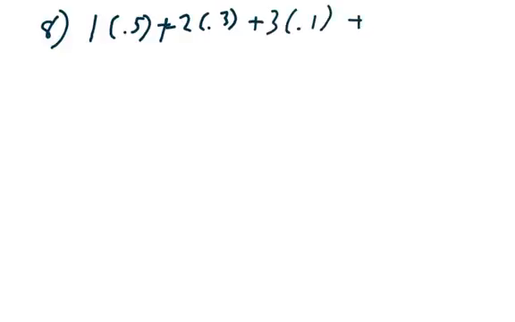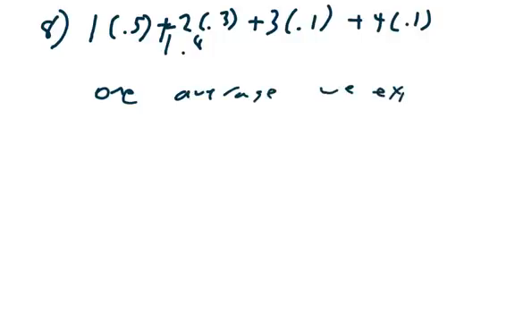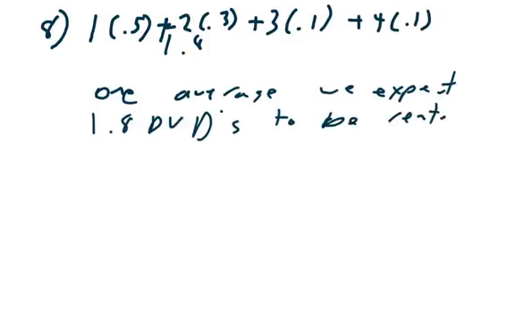If I want the expected value, I'm going to take 1 times 0.5 plus 2 times 0.3 plus 3 times 0.1 plus 4 times 0.1. And that gave me a total of 1.8, which means on average we expect 1.8 DVDs to be rented for each customer.